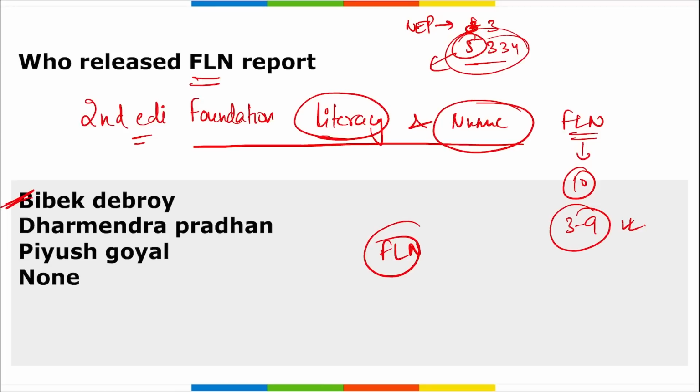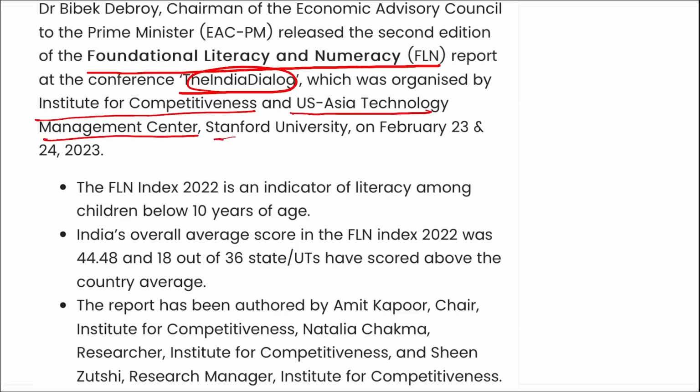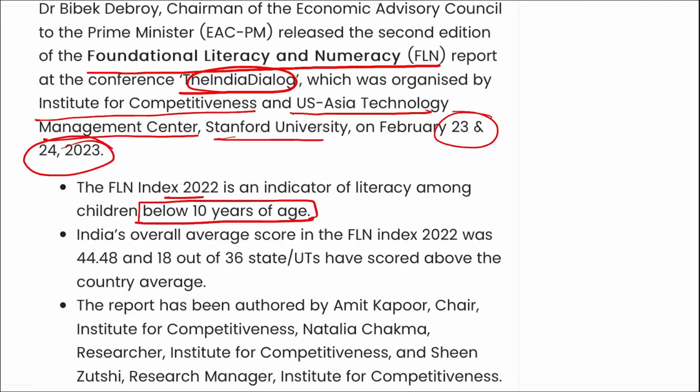So coming back, he was Vivek Debroy, who has released the second edition of this Foundational Literacy and Numeracy report. That is for the children below 10 years of age. Alright, FLN, Foundational Literacy and Numeracy Report. This was at the conference, the India Dialogue, which was organized by the Institute for Competitiveness and US Asia Technology Management Center, that was at Stanford University, and it was from 23rd to 24th of February. This indicator is for the children below the age of 10 years. All right.